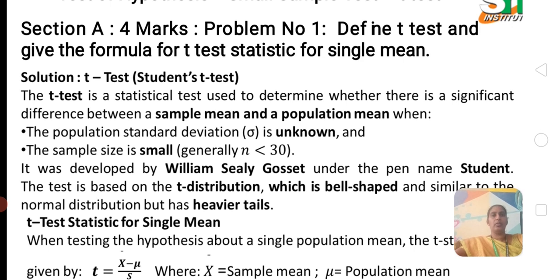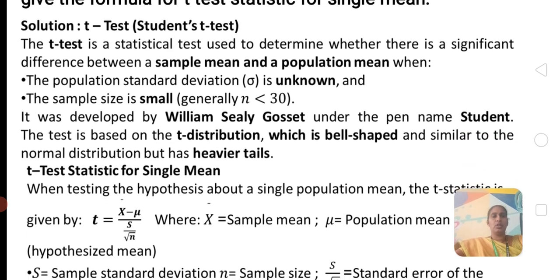Problem number 1: if they ask what is the t-test and what is the formula for the t-test, we are going to explain that here. The t-test is a statistical test that is used to determine whether there is a significant difference between the sample mean and the population mean. Normally we apply the small sample test only for n less than 30, and it was developed by William Sealy Gosset. The test is based on the t distribution.